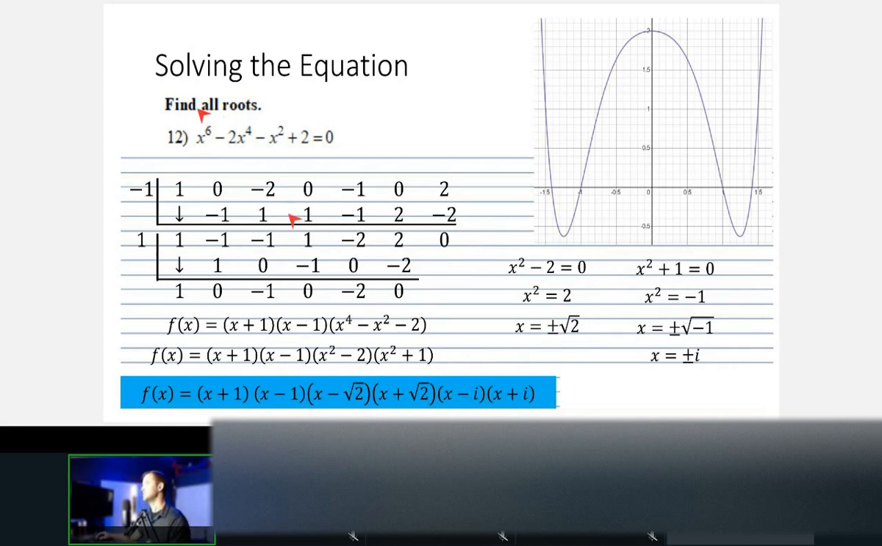But the question says, find all roots. If you stop right here, I will mark it wrong because the question says, find all roots, not find all factors. This was just like a bonus step to write it like this. So you just got to write all the roots. And there they be, all 6 of them in all their glory.